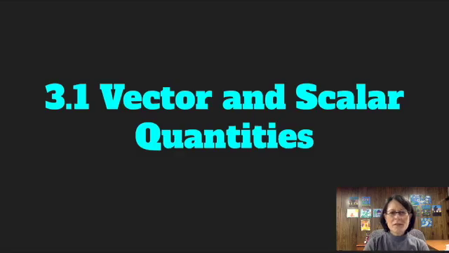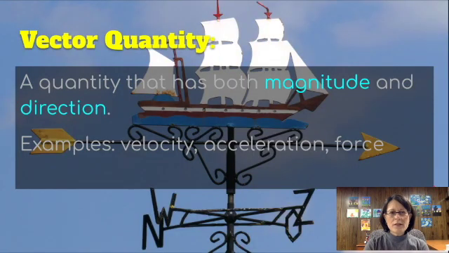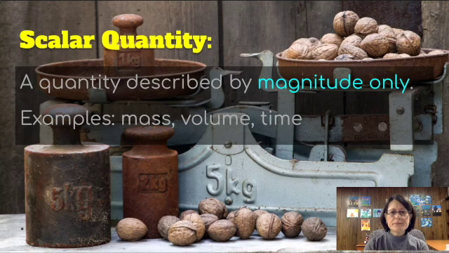So the first thing we're going to take a look at is section 3.1, vector and scalar quantities. What does that mean? We've already kind of talked about this in class. Remember, a vector quantity is a quantity that has both magnitude and direction. Some examples are velocity and acceleration that we have already talked about, and another example that we're going to talk about in the future is force. A scalar quantity is a quantity described by magnitude only, so it's a number only. Examples are mass, volume, and time.